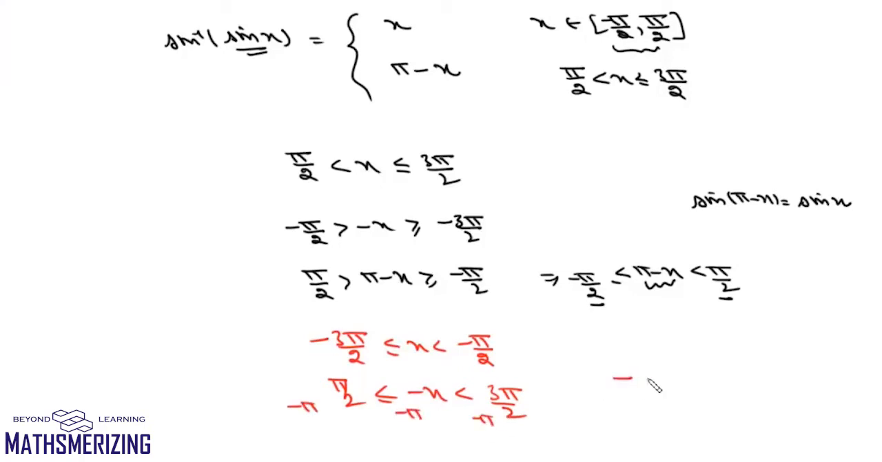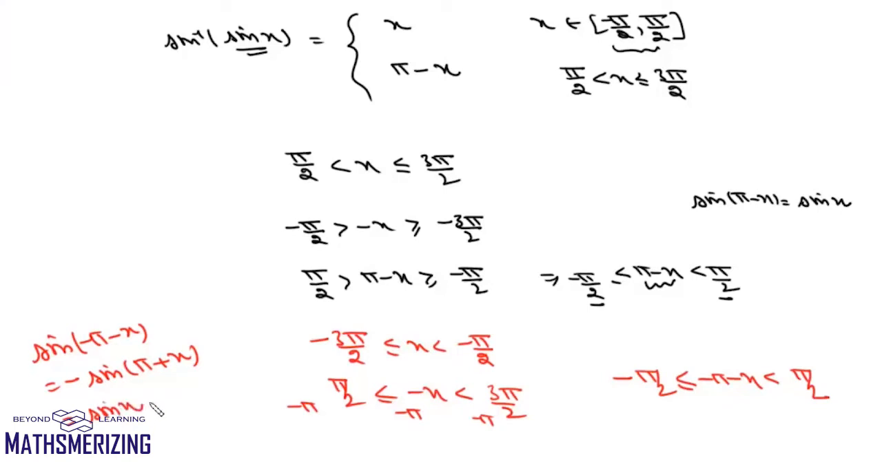Then we can write minus pi by 2 is less than or equal to minus pi minus x is less than or equal to plus pi by 2. Now we'll take sine of minus pi minus x. We know that this is minus sine of pi plus x, and sine of pi plus x is nothing but minus sine x. So again, it'll be nothing but sine x.